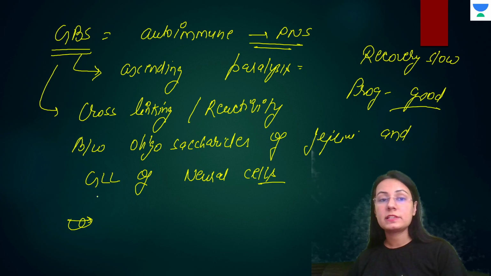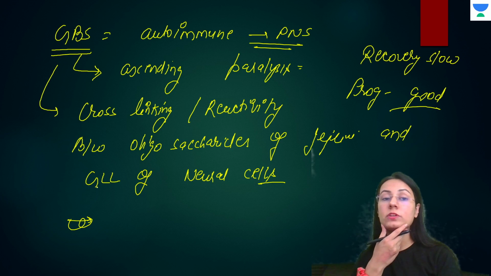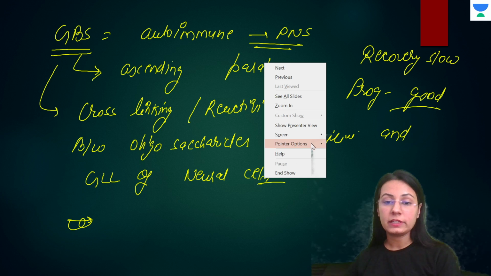Alright, GBS is mainly seen with Campylobacter jejuni. It is also seen with CMV, and the second most common cause of GBS is cytomegalovirus.